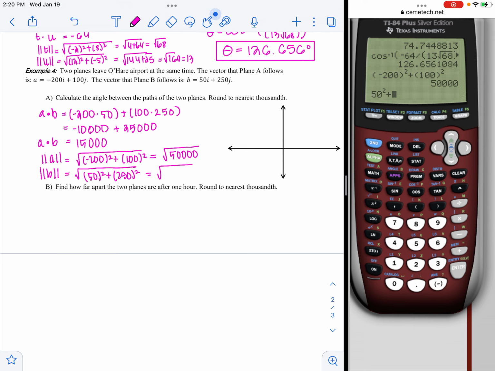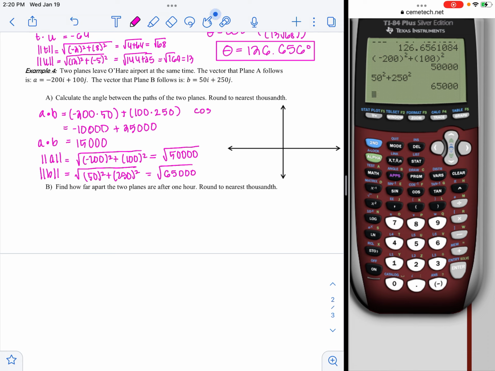Then do the same thing. Keep the square root, not put it in my calculator. And I'm going to do 50 squared plus 250 squared. I don't need parentheses in them as there's no negative. All right, 65,000. Square root of 65,000.